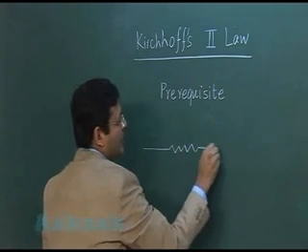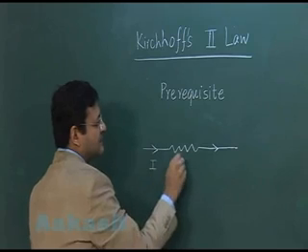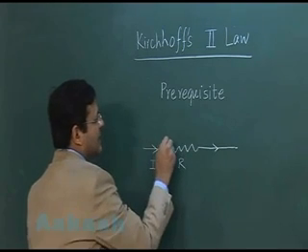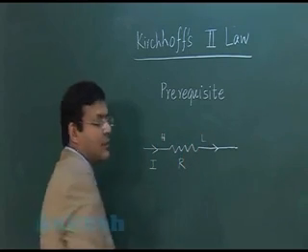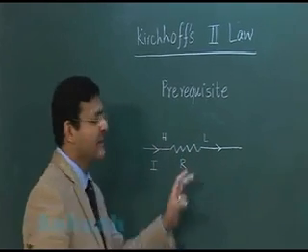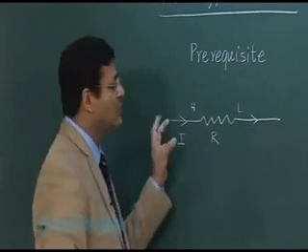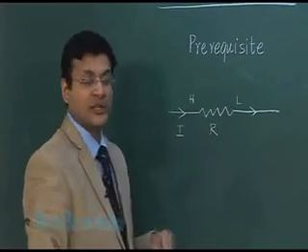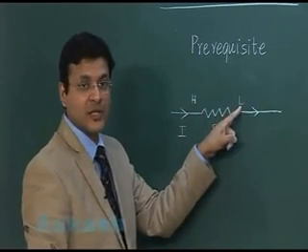First thing, let us suppose a current I is flowing in a resistor R. Then remember that this end is at higher potential and this end is at lower potential. By convention, in the direction of current flow, you are moving from higher potential to lower potential. This H stands for high potential and L stands for low potential.